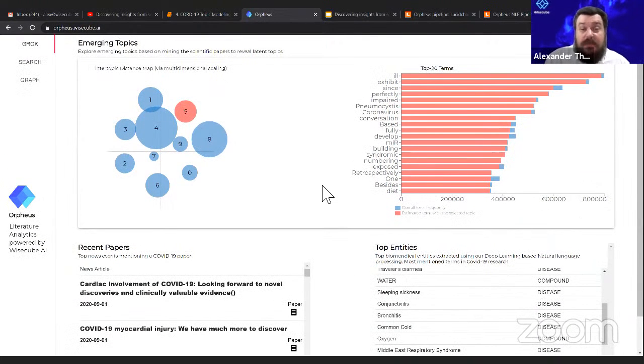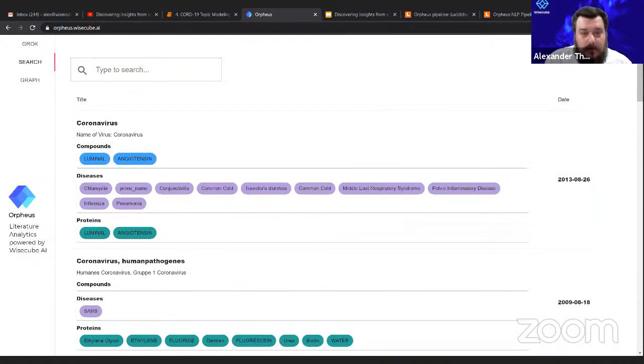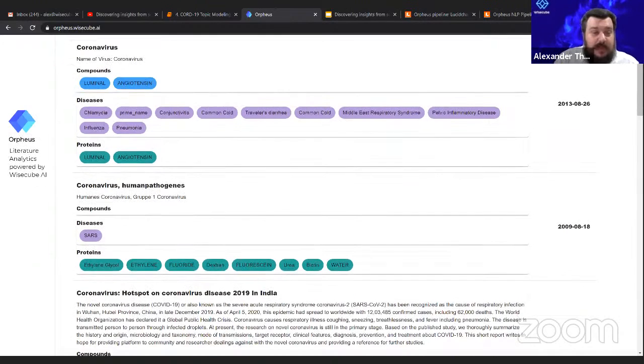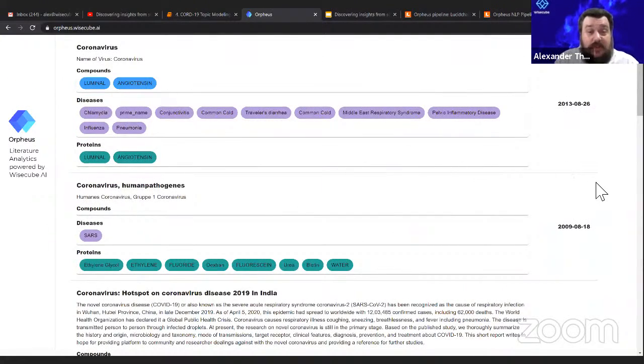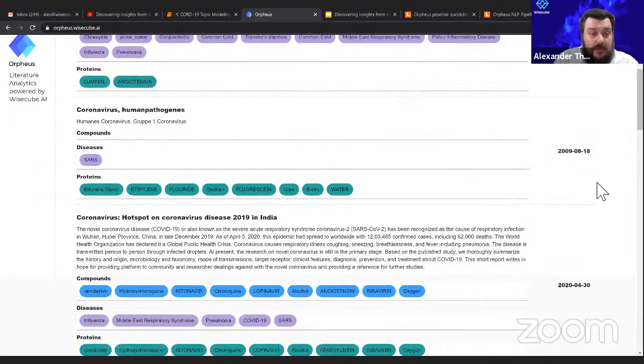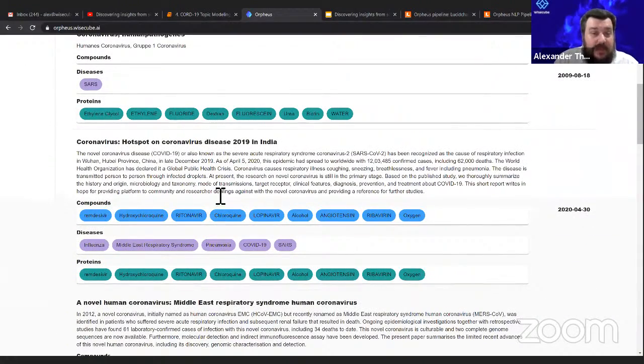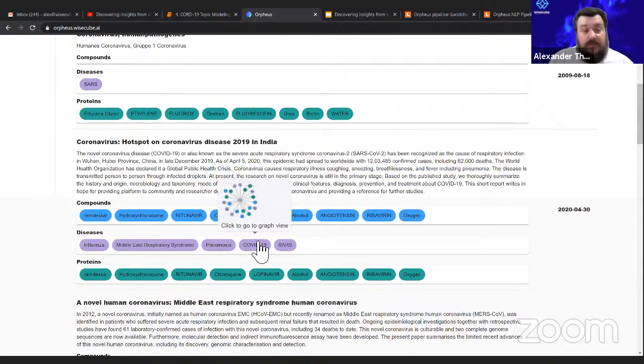But now we can also go and click through. Let's go search for coronavirus. Okay, so now we have a list of documents here. We have the different entities that are also found in these documents. So here, let's see, we have a coronavirus hotspot on coronavirus disease in 2019 in India. We have a number of compounds mentioned. And let's go ahead and now click through to COVID-19.